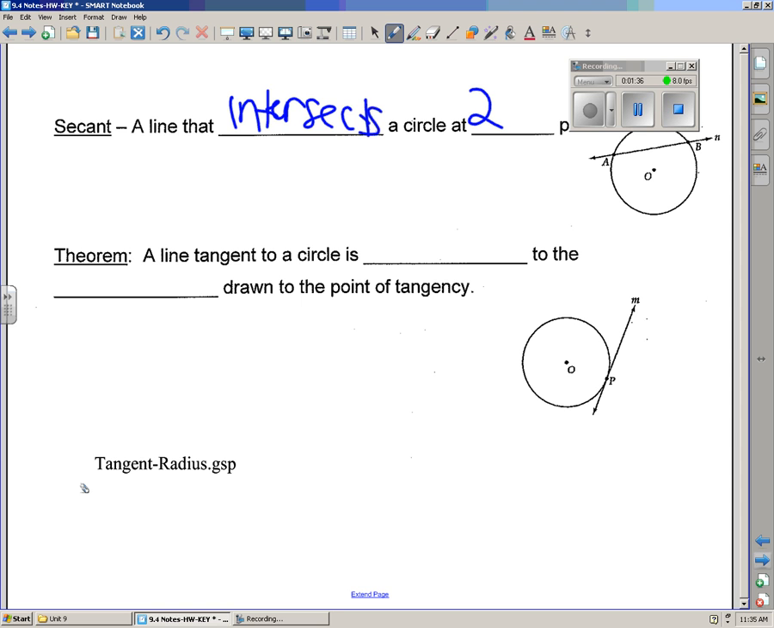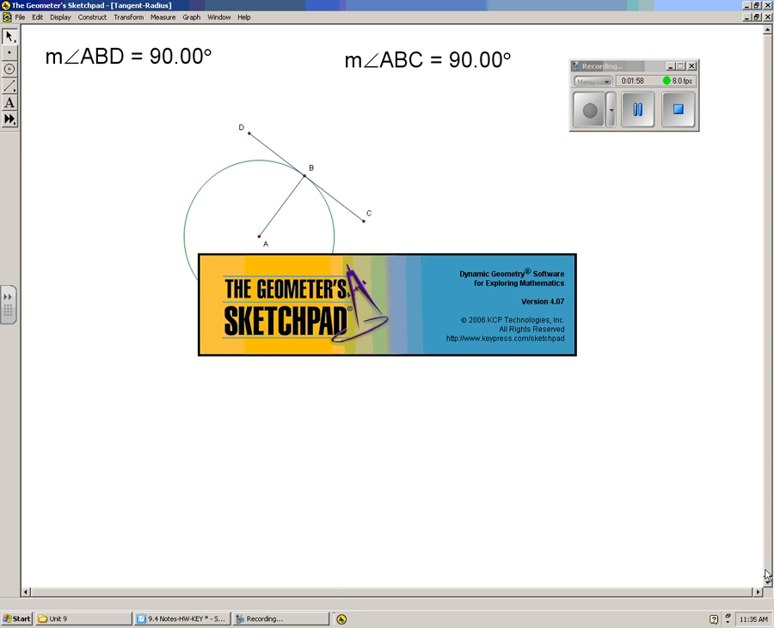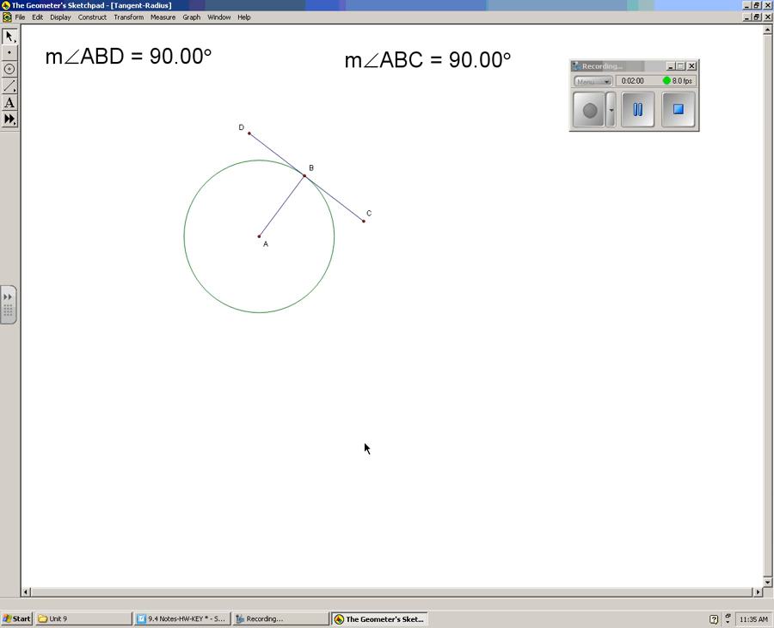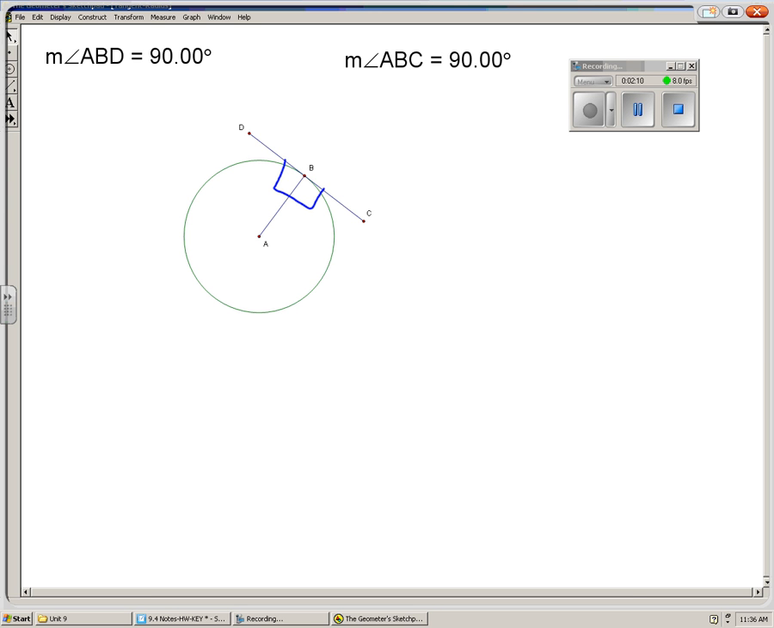There's a theorem that talks about what happens when you've got a line that's tangent to a circle and you have a radius that's drawn to the point of tangency. When I draw this radius OP to my tangent line M, something happens with OP and line M. Here's where we're going to look at a sketch pad. Take a look, and you can see that when you have this tangent DC and radius AB drawn to it, notice how the angles on either side are right angles.